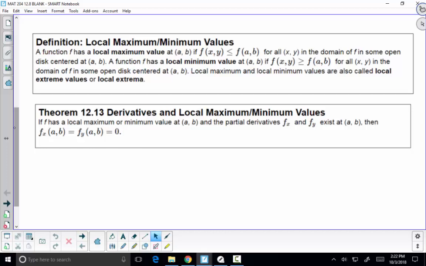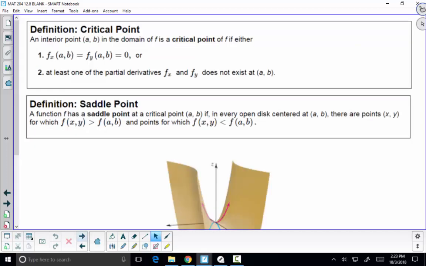Okay, so we've got to be able to find these things somehow. And one thing that should be pretty obvious is that if we have a relative max or a relative min, the partial derivatives are 0 because we have a horizontal tangent plane. So that means if you go in the positive x direction or the positive y direction, there's no vertical change, so that means f sub x and f sub y are 0. Well, that's how we're going to define a critical point.